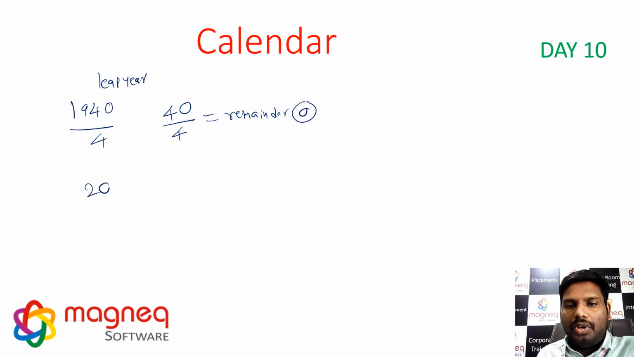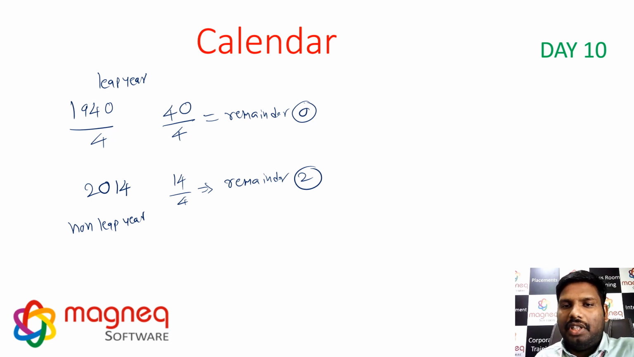For example, 2014. So 14 by 4, remainder 2. So 2014 is a non-leap year. So simple. When the given year is divided by 4 and the remainder is 0, that is a leap year. Otherwise, non-leap year.